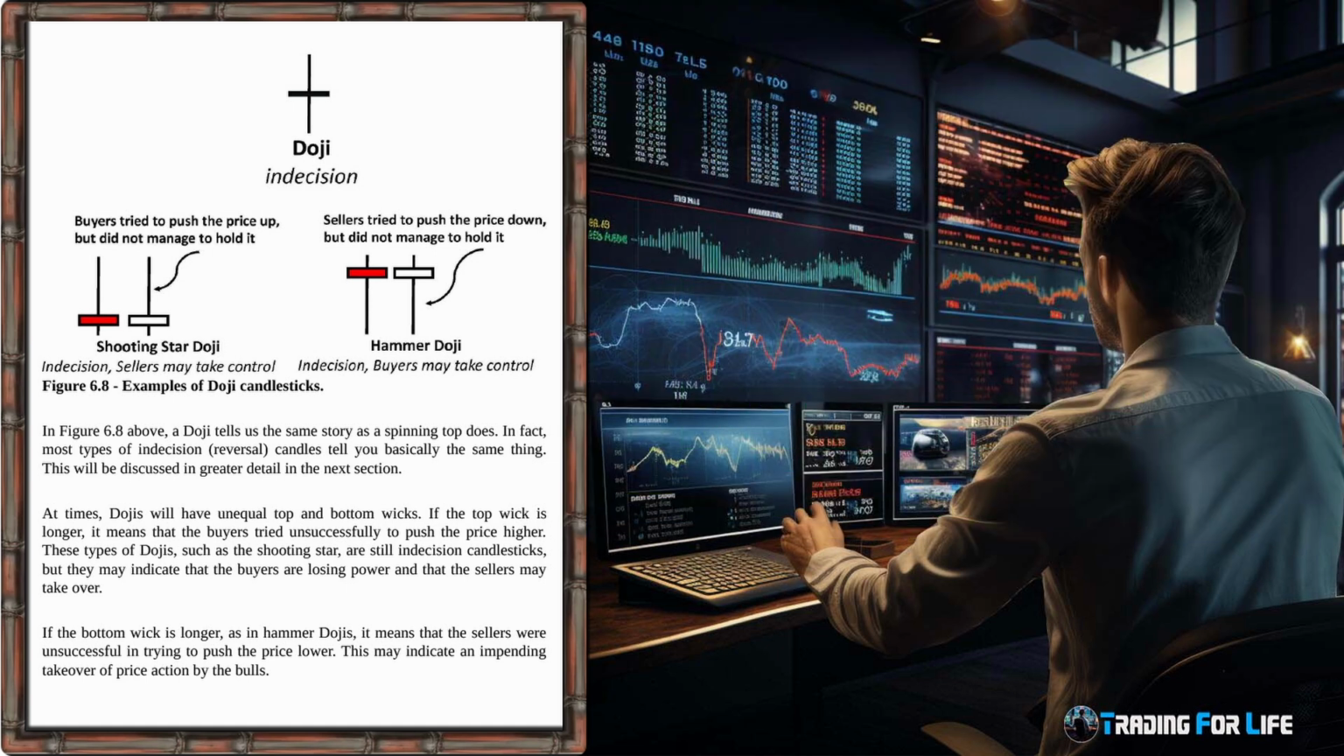At times, dojis will have unequal top and bottom wicks. If the top wick is longer, it means that the buyers tried unsuccessfully to push the price higher. These types of dojis, such as the shooting star, are still indecision candlesticks, but they may indicate that the buyers are losing power and that the sellers may take over. If the bottom wick is longer, as in hammer dojis, it means that the sellers were unsuccessful in trying to push the price lower. This may indicate an impending takeover of price action by the bulls.